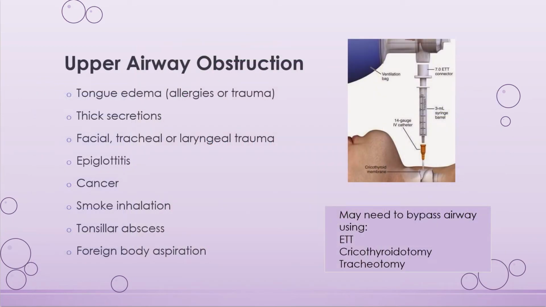So, an upper airway obstruction. We have tongue edema from allergies or trauma, thick secretions, trauma to the face or trachea, epiglottitis, cancer, smoke inhalation. So if it's an upper airway obstruction or we're choking, we may need to bypass that using an endotracheal tube or a cricothyroidotomy or a tracheotomy, right? If the tongue's completely swollen shut and they can't breathe, we may have to bypass that and go below and put in another airway.